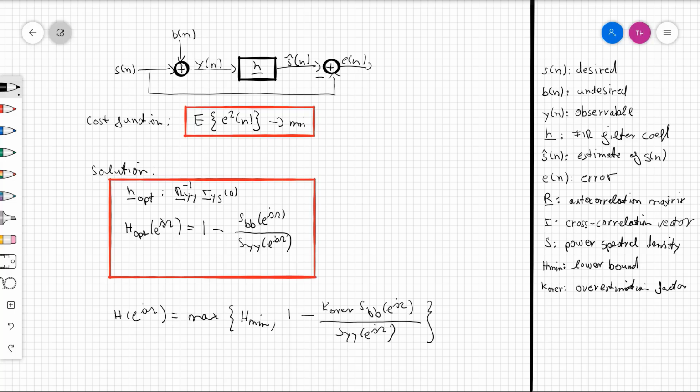And we have to use some of these modifications because in real applications, we are forced to work with estimates also of our power spectral densities. And you will get more information on these modifications in the course of this exercise.